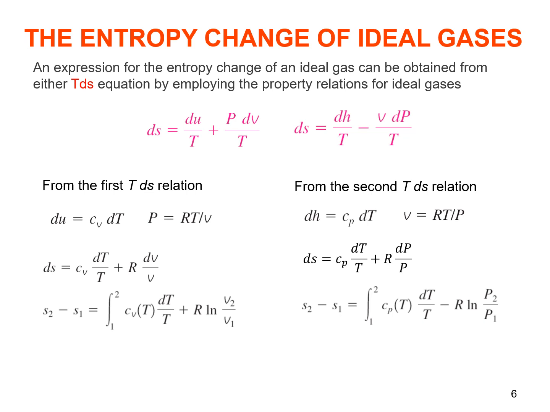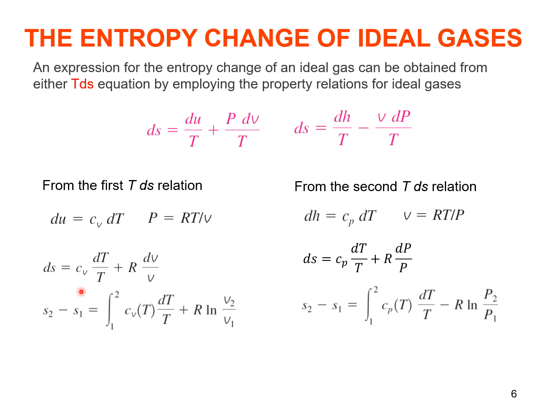Let's take a look at the Tds relations for an ideal gas. Here we can use the Tds relations, which I've shown here, and we can use either equation. Let's look at the first Tds relation. du is Cv dT. We have the ideal gas law, so we can substitute for du here, and we can substitute for P here and use RT over v.